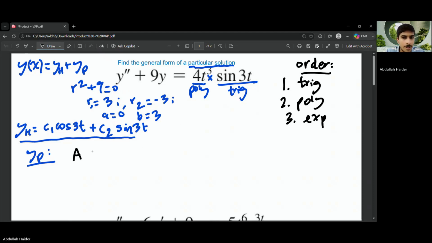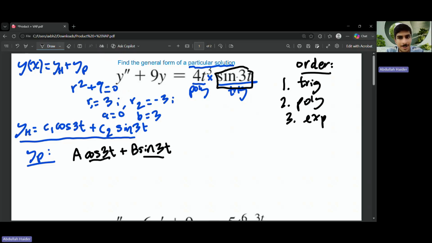So if I am to find the YP of trigonometric over here, which is sine 3t, I will make the assumption A cosine 3t plus B sine 3t. This is the YP for our sine 3t here. You always have constants A and B, and this will be sine 3t, by the way. I made a mistake. So whenever you have any trigonometric sine, cosine, or sine plus cosine together, your YP will always be cosine plus sine as it is, and then you add the constants A and B.